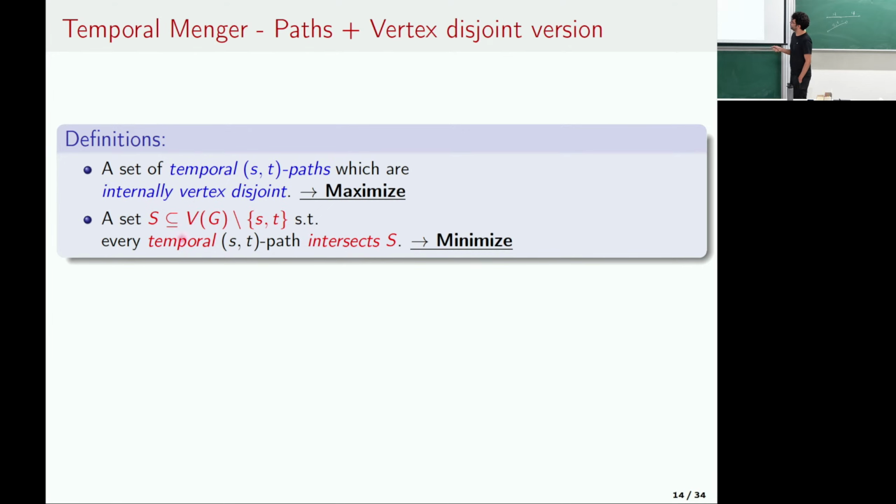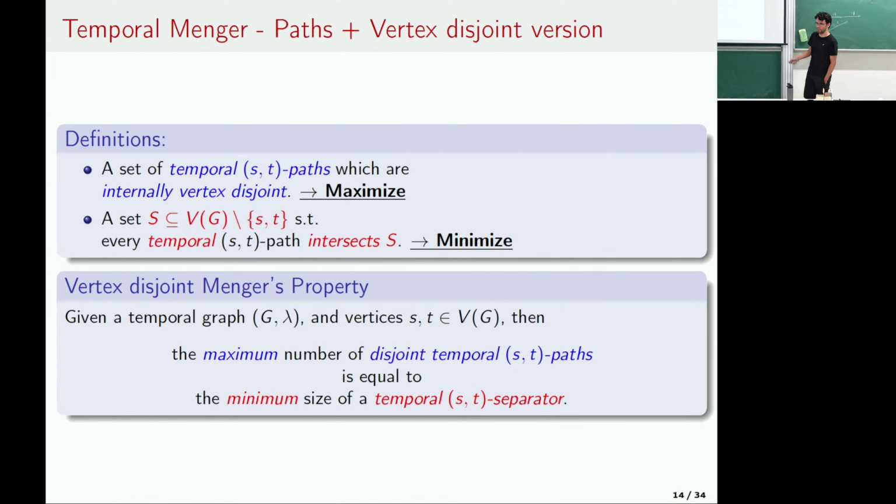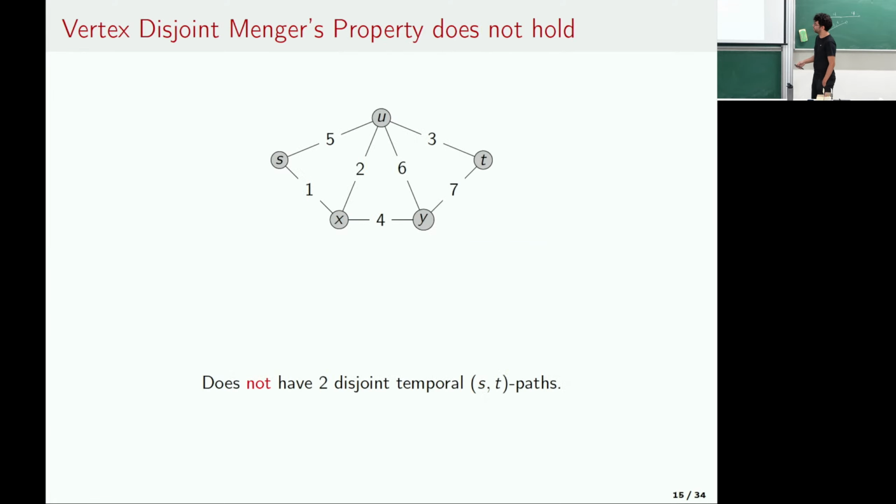Okay. Again, the first one is a maximization problem, the second one is a minimization problem. So we may think about Menger between those two values. The Menger property between those two values is whether the maximum number of disjoint temporal paths is equal to the minimum size of a temporal separator. Okay. Unfortunately, for this setting, it doesn't hold.